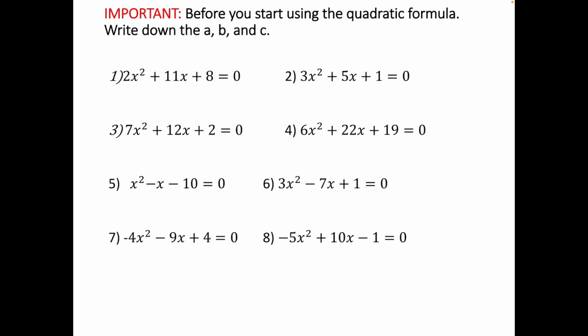Okay, before we go any further, you need to make sure that you're able to identify A, B and C. The positive or the negative that is put with that number is really, really important. So if I answer question 1 for you, we'll get that A is equal to 2 because it's the coefficient of x squared. B is equal to 11 because it's the coefficient of x. And C is equal to 8 because it's that constant on the end.